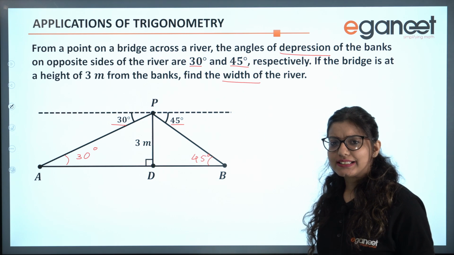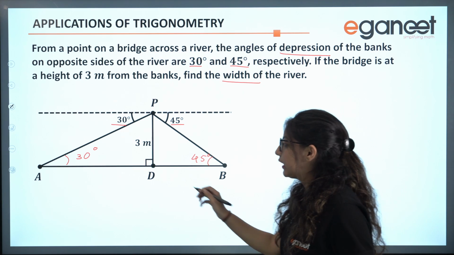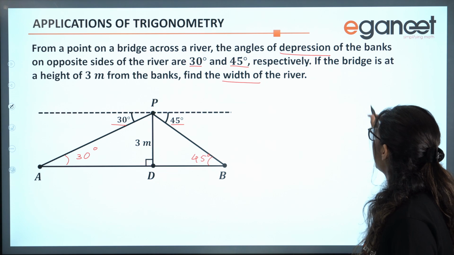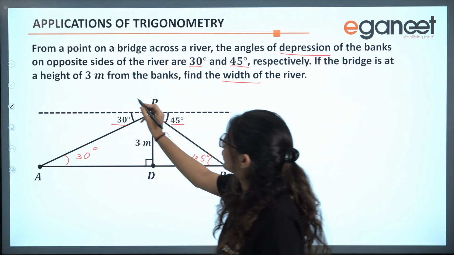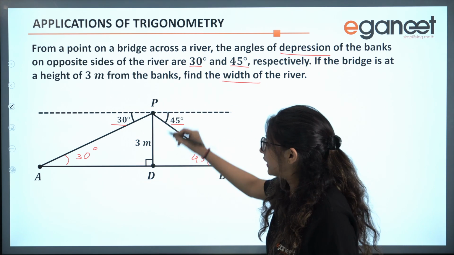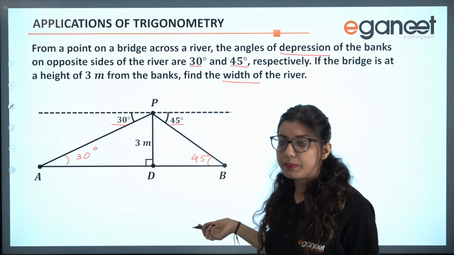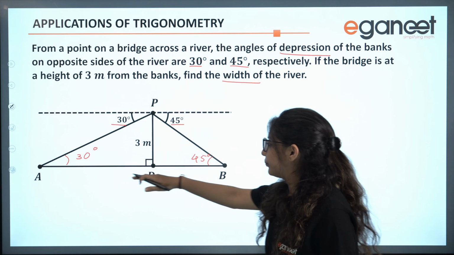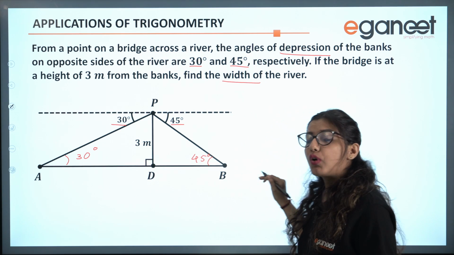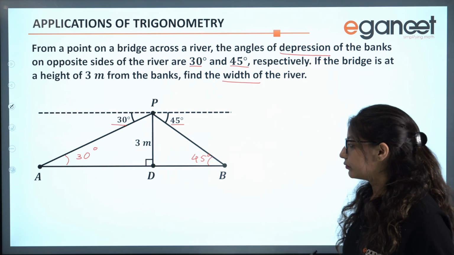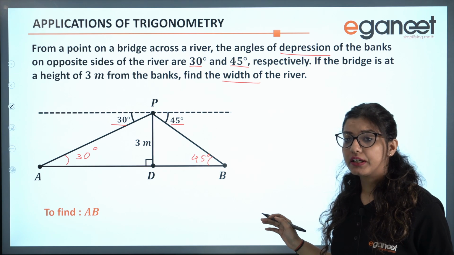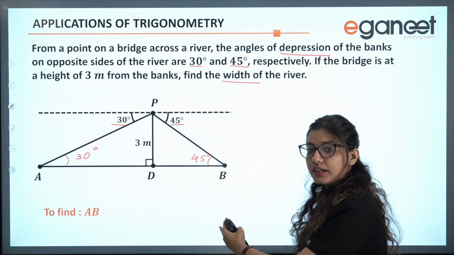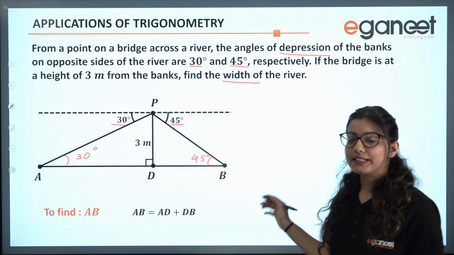What exactly is that here? Yes, it is AB, right? One more thing is given to us, that the bridge is at a height of 3 meters from the banks. That means this distance PD is 3 meters, right? We have this point P on the bridge, right, and this D is on the level of the water of the river, right? So here we need to find AB. So note that AB can be written as sum of, yes, AD and DB.